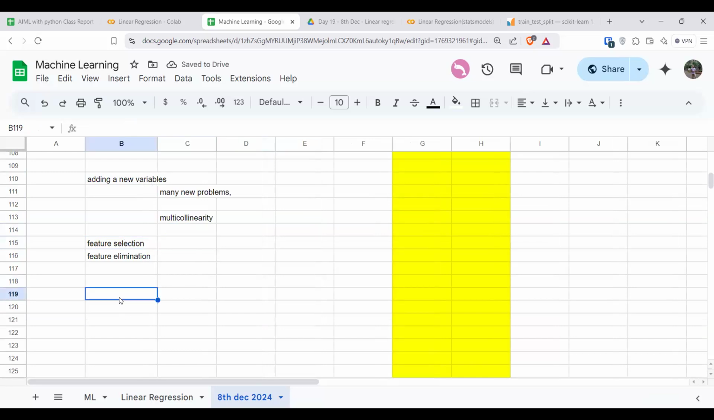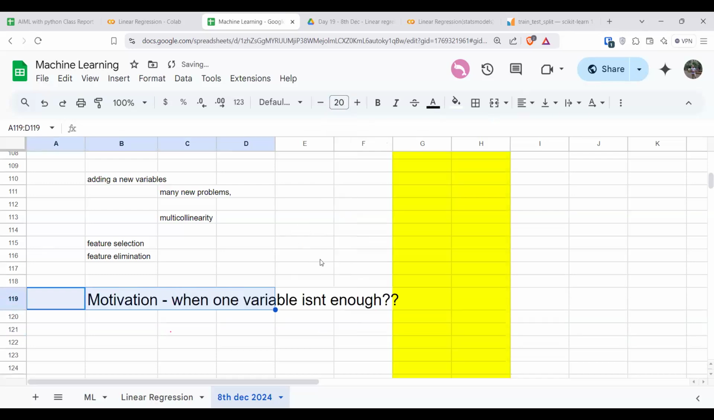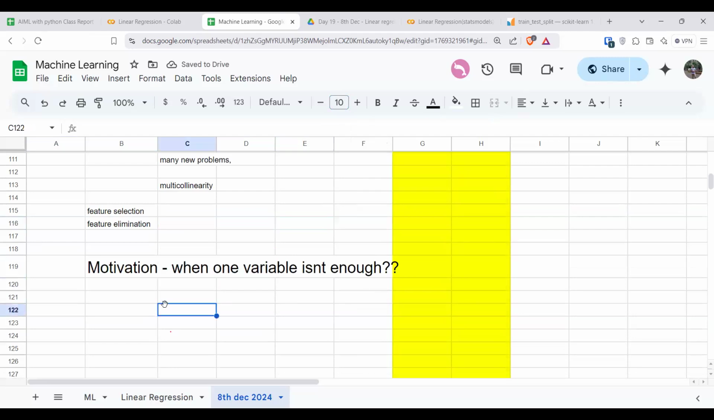So the first thing is the motivation: when one variable isn't enough for you. The term multiple in multiple linear regression gives you a fair idea that it represents the relation between two or more independent input variables and a response variable. Multiple variables are needed when one variable might not be sufficient to create a good model and make accurate predictions, right? That's our motivation, when one variable isn't enough to give you a more accurate result.